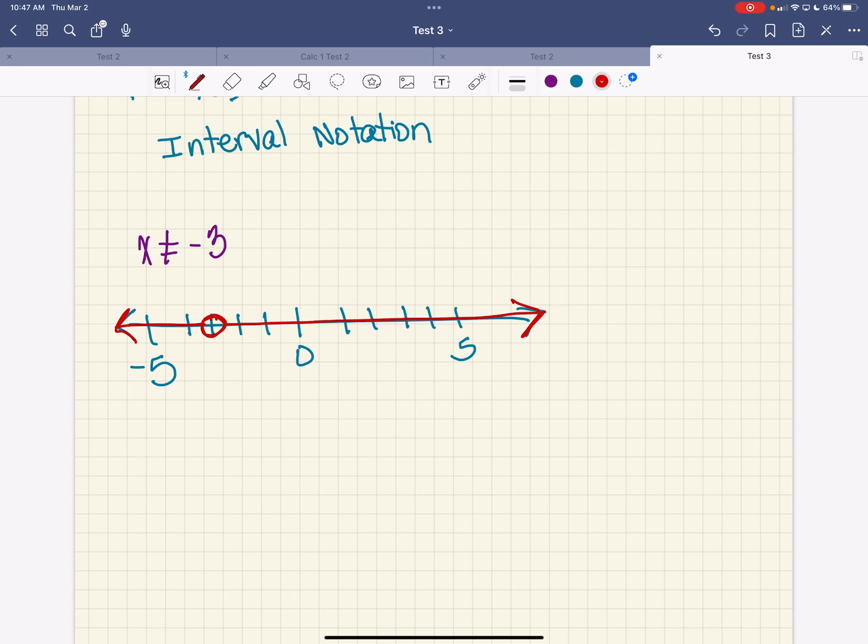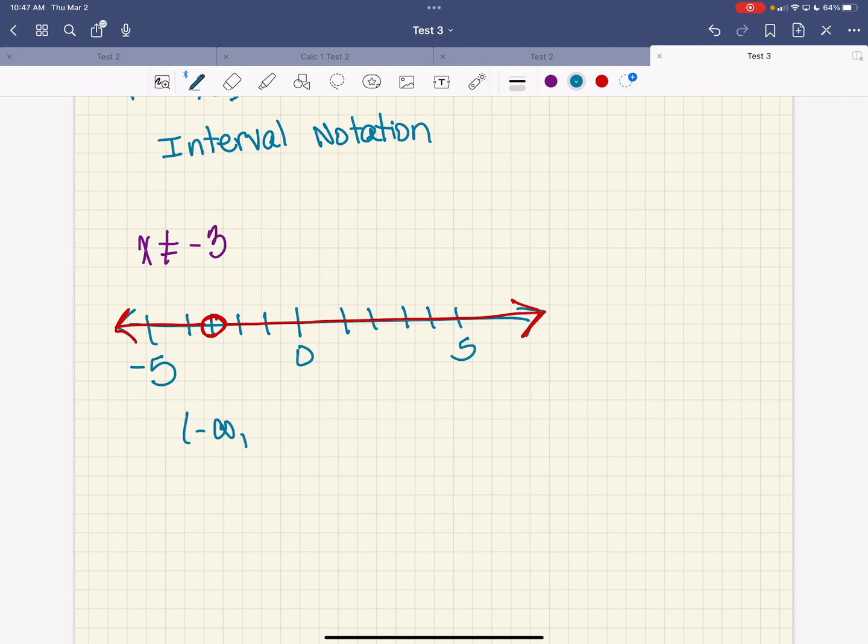Okay? Where do I start? I'm sorry? Where do I start? On the number line, I always start down here. What's this? Good. Okay, and infinity and negative infinity always have a parentheses. They always have a parentheses.